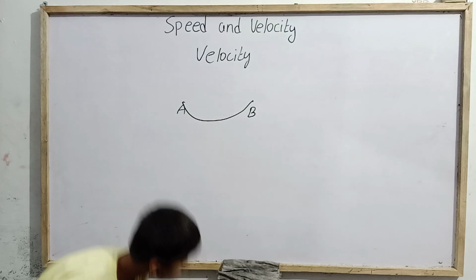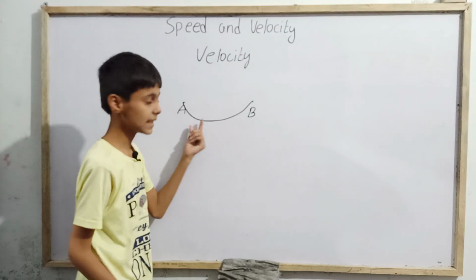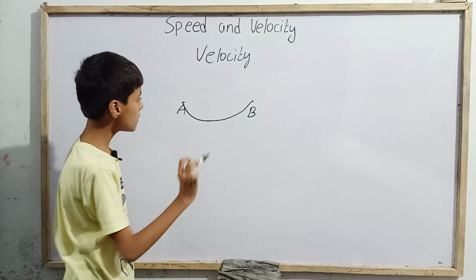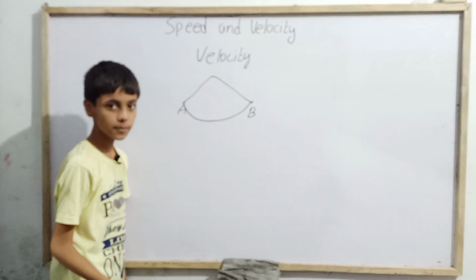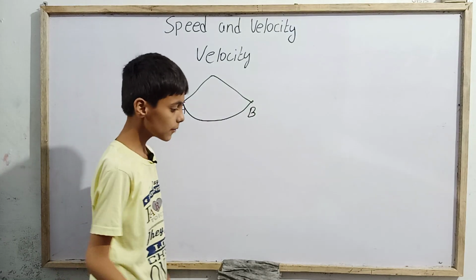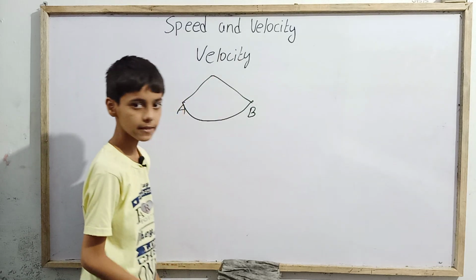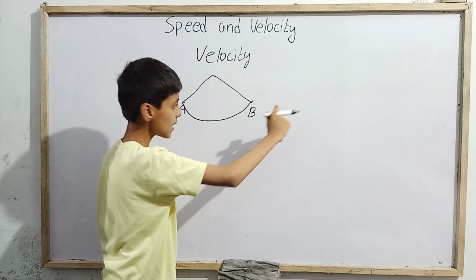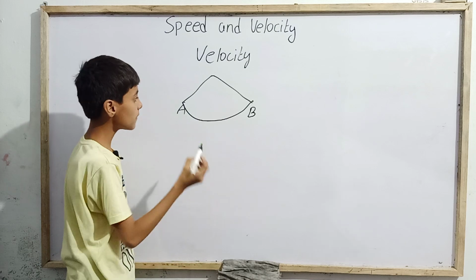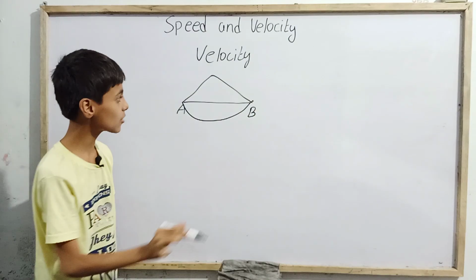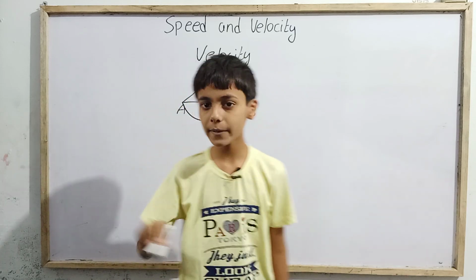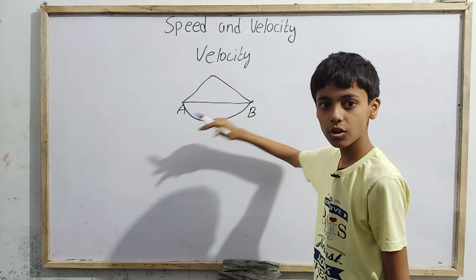So here this is called my distance. If I go from A to B through this way, will it be called my distance? Of course it will, because this is also my total path. If I am going from here, then here I am moving, it is my distance. If I am going from A to B through this way, then this will be called my displacement. Why will it be called my displacement? Because it is not the total path.